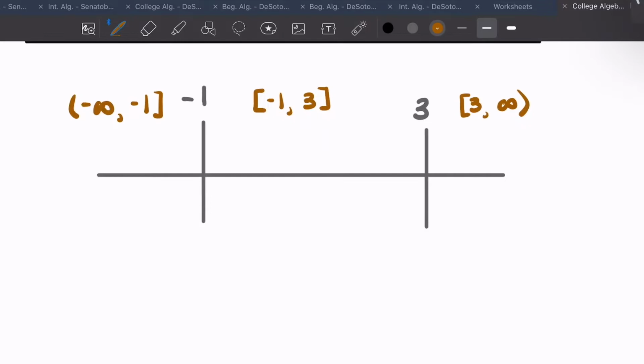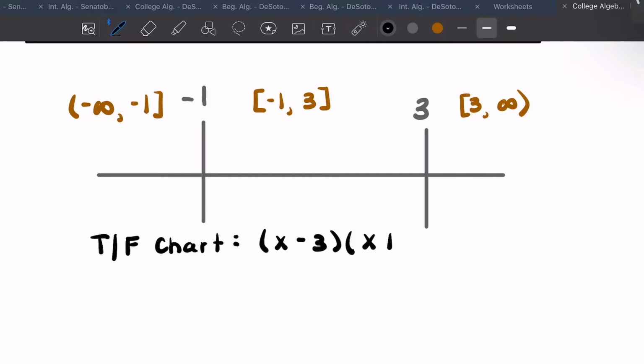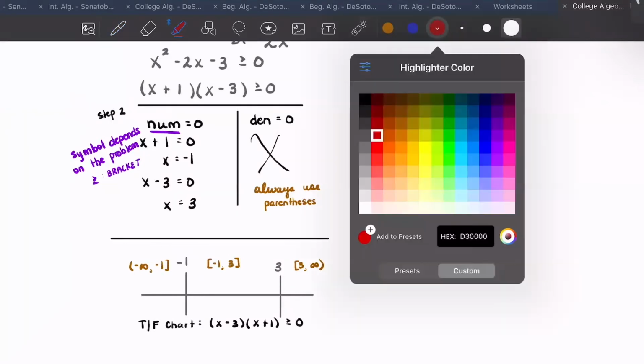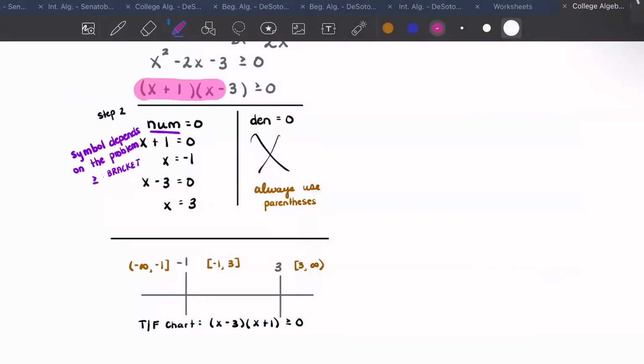Now the last step: you're going to choose test numbers and build your true and false chart. You're going to use the standard form of your inequality. Our standard form was x minus 3, x plus 1 is greater than or equal to 0. This is where I got that from. I can highlight it for you so it doesn't seem random. That's where I got that from.